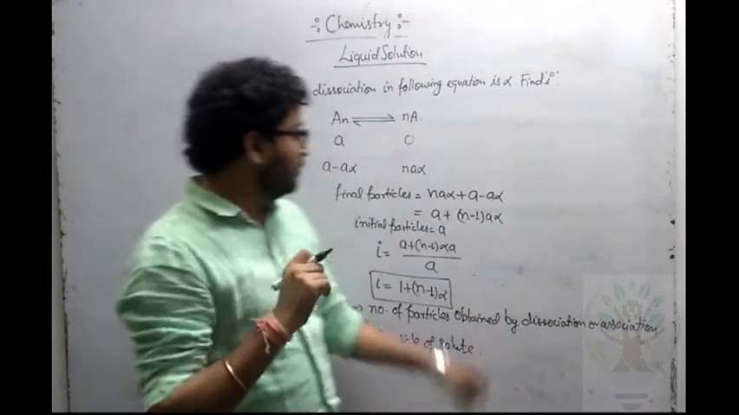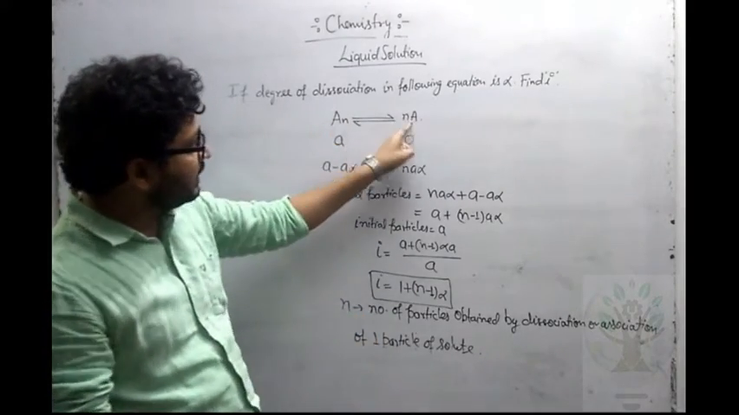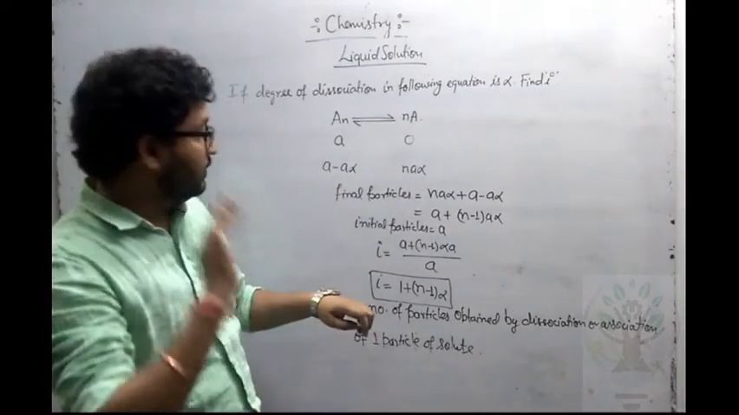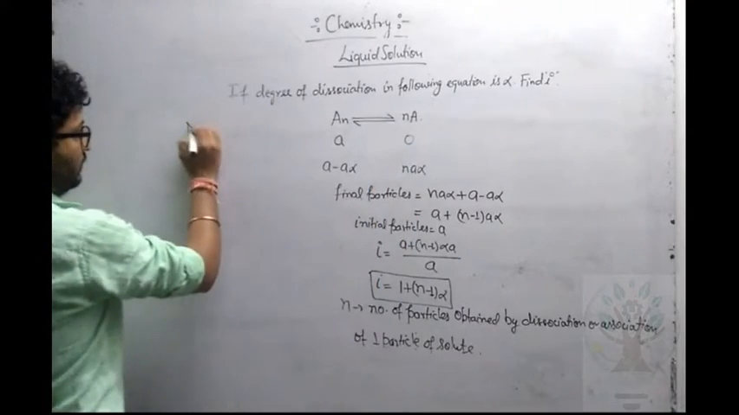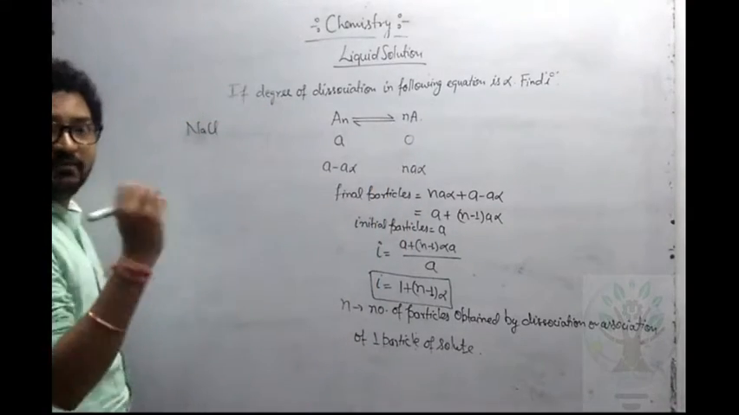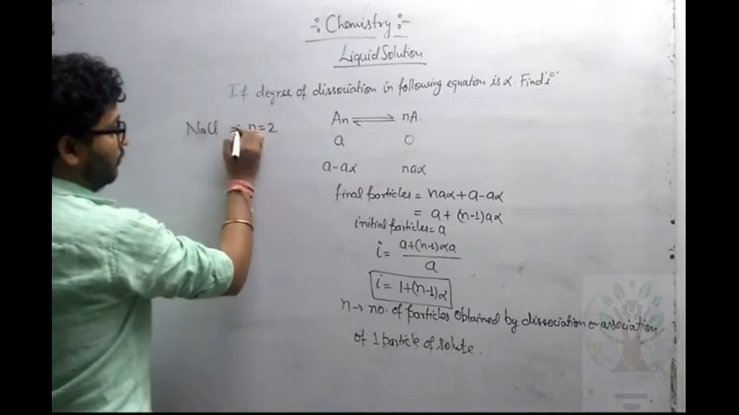Okay? So in this case, what is the value of n? n. From one AN, how many A are forming? n. Okay. I gave you the example of NaCl. For NaCl, can you tell me the value of n? The value of n here will be 2. Why?